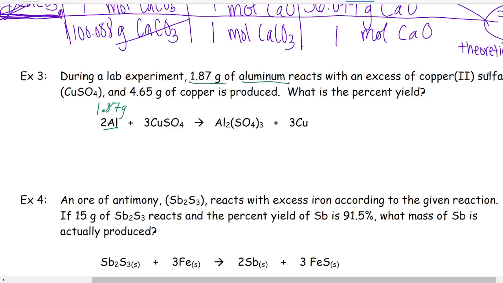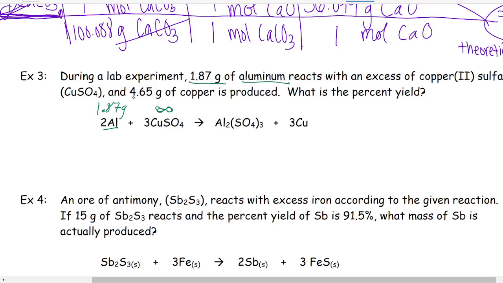Reacts with an excess of copper 2 sulfate. So you can put like a little infinity sign by this if you really want to. That just means you're not going to run out of it, and it means that you won't use that in any of your calculations. So what is running out in this case is aluminum. You can tell that by the way that the question is worded.